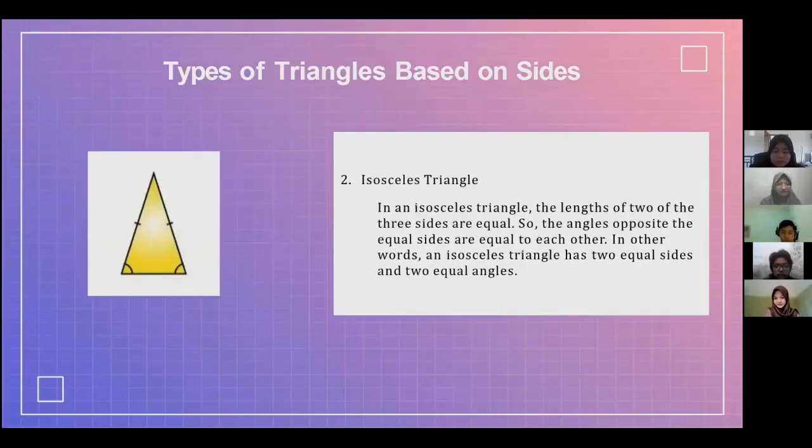2. Isosceles triangle. In an isosceles triangle, two of the three sides are equal in length. So the angles opposite the equal sides are equal to each other. In other words, an isosceles triangle has two equal sides and two equal angles.